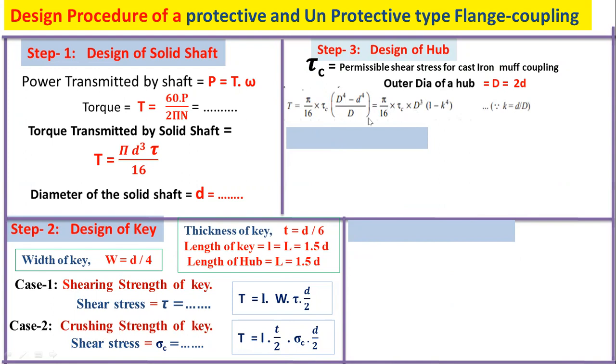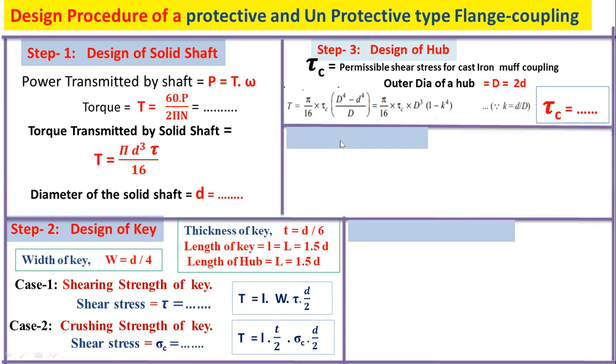This is the formula for torque transmitted by a hollow shaft. In this equation, you have to substitute the value of mean torque T, the outer diameter of the hub, and the diameter ratio. Diameter ratio is K equal to inner diameter by outer diameter. After substituting these values, you can get the value of tau c, shear stress induced in the cast iron material.